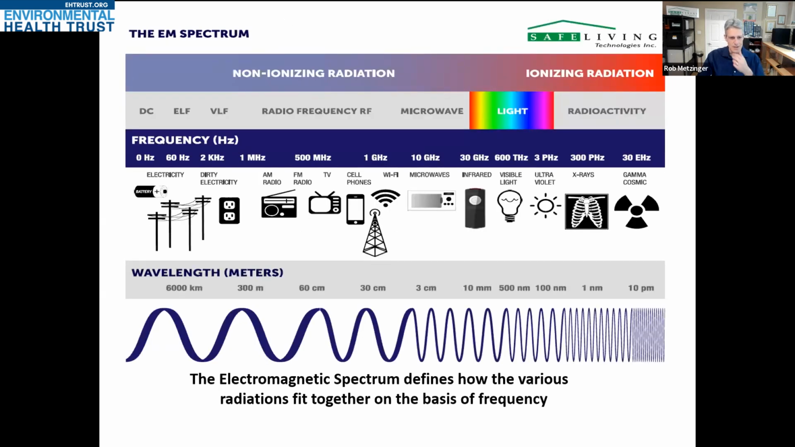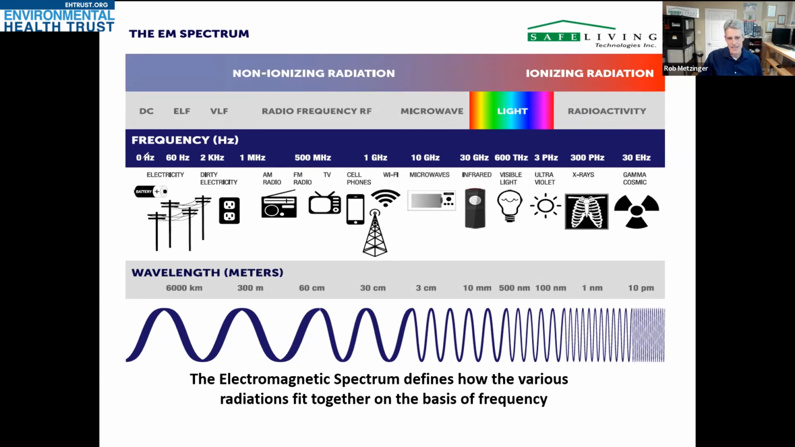So to start with, if we're to look at the electromagnetic spectrum, here we go. This is where the electromagnetic spectrum defines how the various frequencies of radiation fit together on the basis of frequency. So here we can see the different frequencies, starting at 0 hertz, which is DC. And what we're measuring is AC fields. Radio frequency is AC, and electric and magnetic fields, we're going to be assessing the AC component.